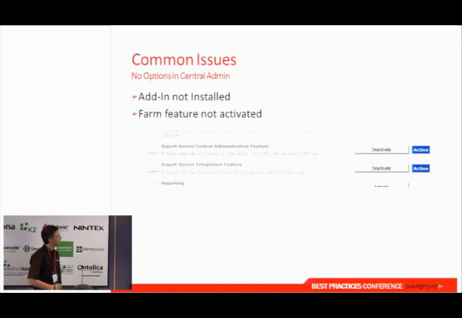So, a few common issues. As I mentioned, I've gone over these already. You install the add-in, you go to Central Admin, and there's nothing there. That's likely because for some reason that feature hasn't been activated, so you've got to go to your site settings and site collection features and activate that feature manually, and then you'll go to Central Admin and you'll get those 3 options.